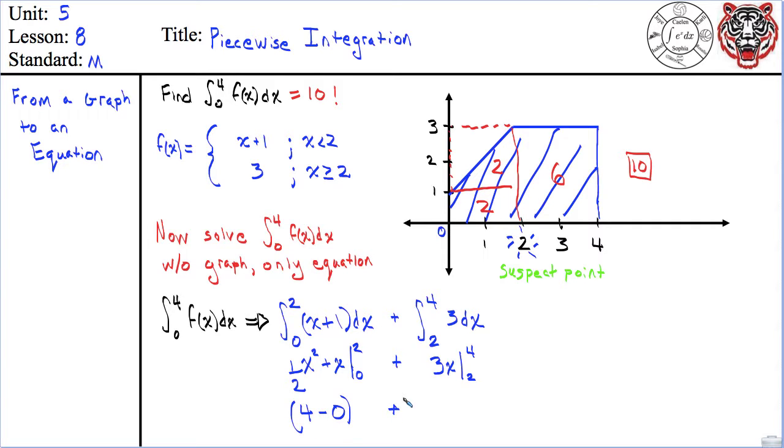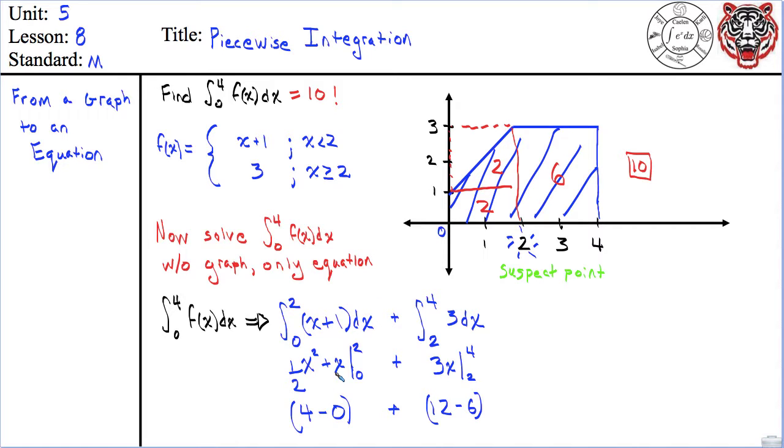I'm going to add this with our function over here. Subbing in 4, 3 times 4 is 12. Subbing in 2, 2 times 3 is 6. Notice what's happening here. This area here is 4 for this entire integral, and this integral applies to this area here. So these two add up to 4 because this is also 4.